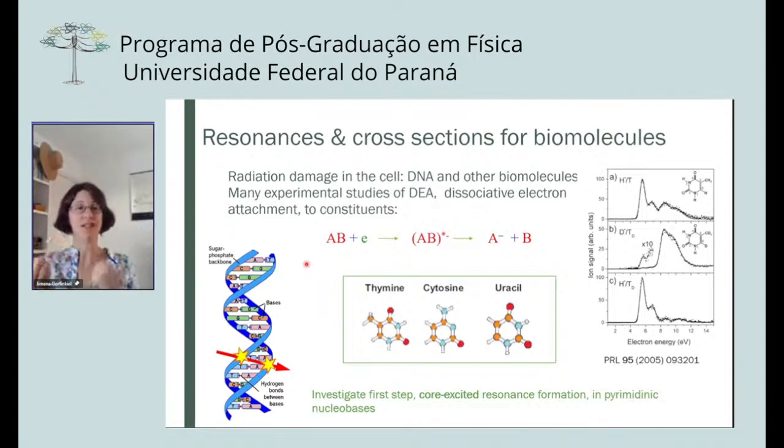So what people started doing around 15, 16, 17 years ago was to study electron interactions with the constituents of DNA. And in particular, people studied a lot the pyrimidinic nucleobases. So these are the nucleobases. This is for RNA, but this is for DNA. And you have here the results of some experiment. So we wanted to do the same.